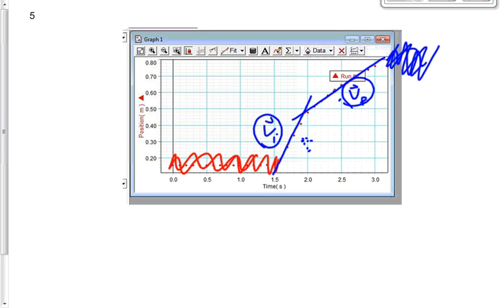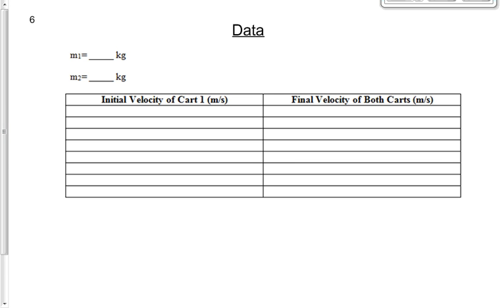This is trial 1. You're going to have the same thing for trial 2 and for trial 3 and so on. You will have 10 graphs that look like this. You will have 10 different VIs. You will have 10 different VFs. You're going to record all that stuff on a table that looks like this. M1 and M2, that's the first thing you recorded, right? Then you're going to have VI and VF for 10 different trials coming from those graphs.